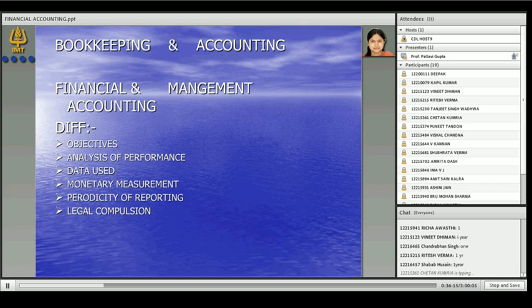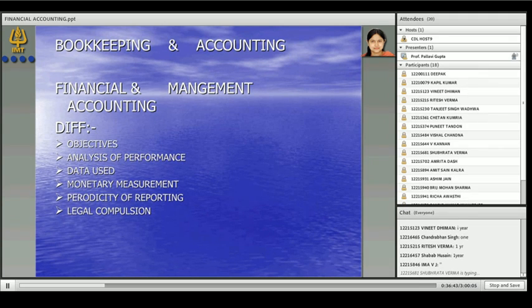Financial accounting and management accounting. The difference between them is that the objective of both types of accounting is different. Financial accounting is done for the purpose of satisfying statutory obligations. We do it in a prescribed format. We have the concepts, principles and standards which guide the preparation of the financial accounts, while management accounting is done at the desire of the management.